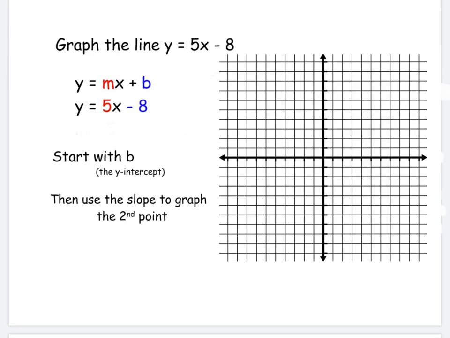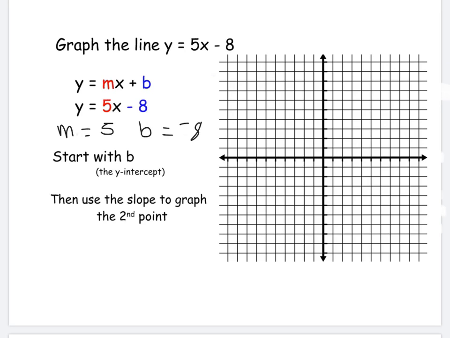So if we are looking at the equation y equals 5x minus 8, we have to identify our m and our b. M is the number that's in front of the x, so our value for m is 5, and our value for b is the value after the plus, or in this case the minus sign, because it's minus, it's negative 8. So if I were to graph this, you want to start with the b or the y-intercept. Our b, or the y-intercept, is negative 8.